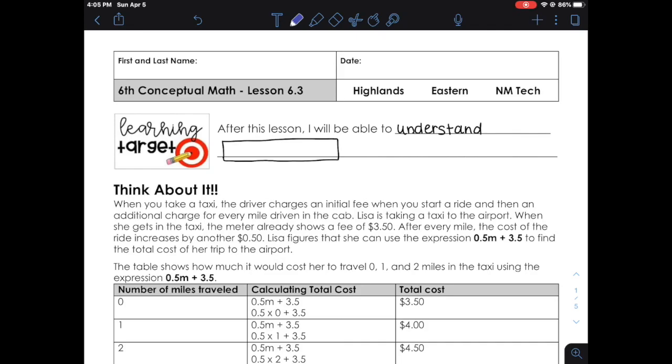Let's get started with your learning target. After this lesson, I will be able to understand expressions. Remember that expressions are number sentences without an equal sign. Let's get started with your think about it.